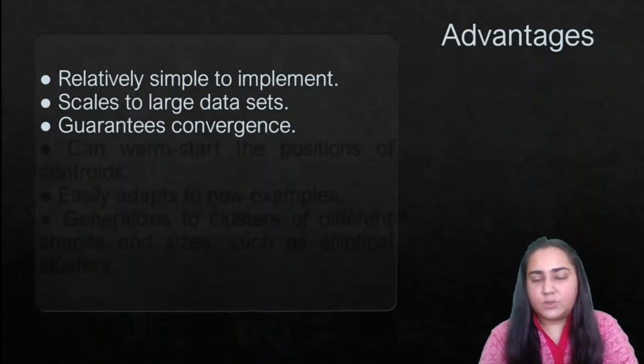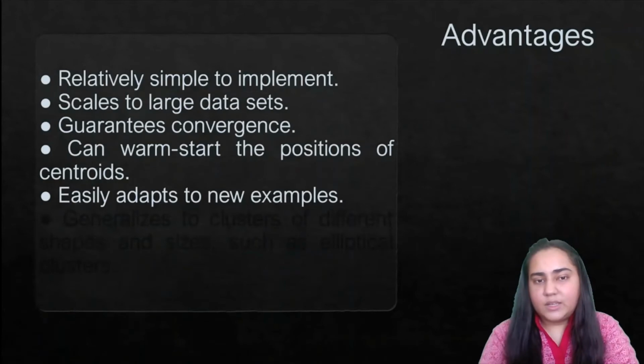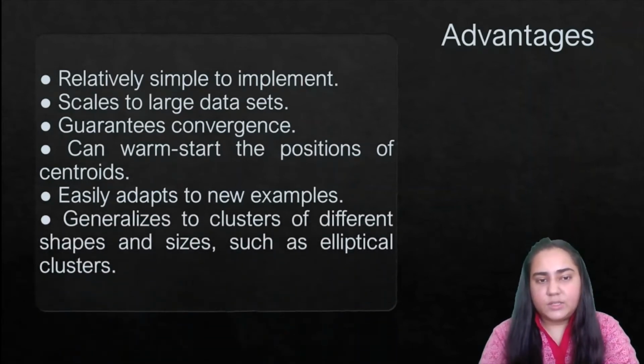So your program won't be just running forever, and it can warm start the positions of centroids. So you don't always have to have exact positions of centroids. The clustering algorithm takes care of that. And it easily adapts to new examples. So if you introduce new data into your data set, it's going to adapt to it. And it generalizes to clusters of different shapes and sizes, like elliptical clusters.